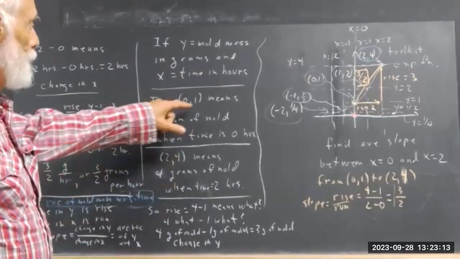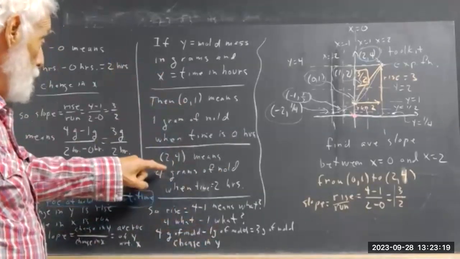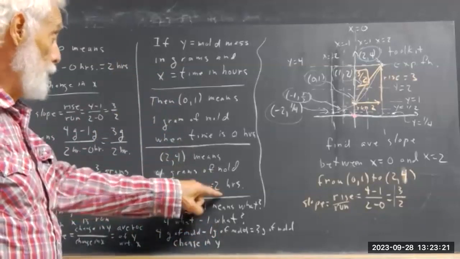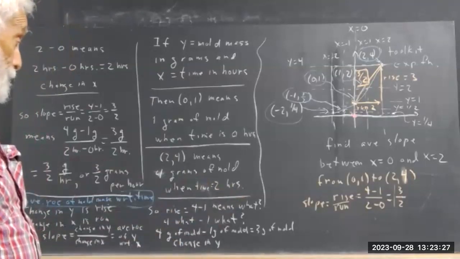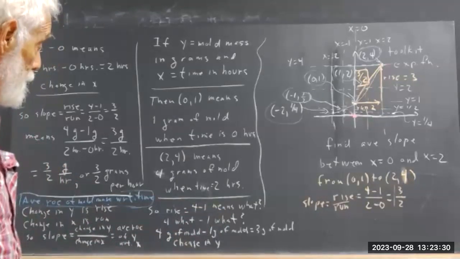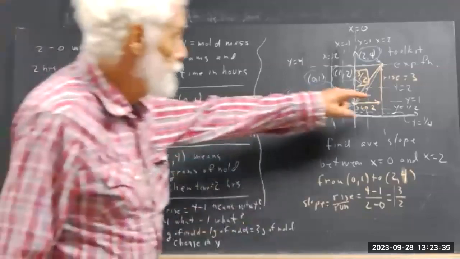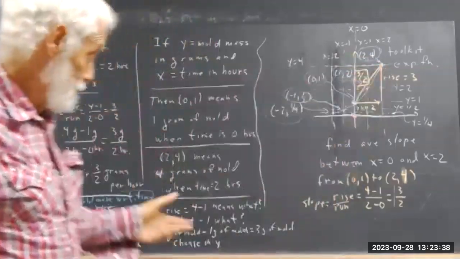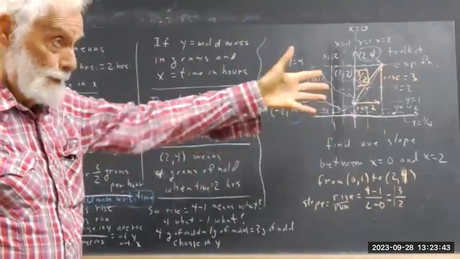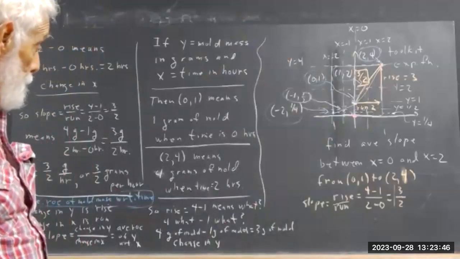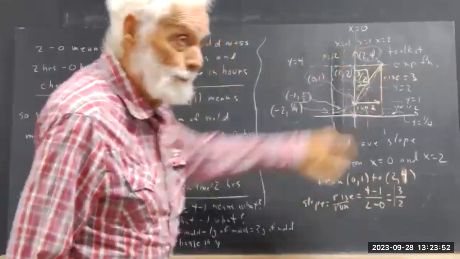What does this mean? (0, 1) means 1 gram of mold, the time is 0 hours. So everybody did quite well. (2, 4) means 4 grams of mold and the time is 2 hours. So the rise, which is 4 minus 1, means what? 4 what minus 1 what? Well, it's 4 grams of mold minus 1 gram of mold, which equals 3 grams of mold. So the rise of this graph has a clear interpretation if y is the mass of the mold and x is time. Okay, so this is the change in y, in other words.